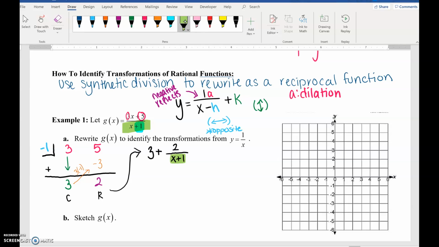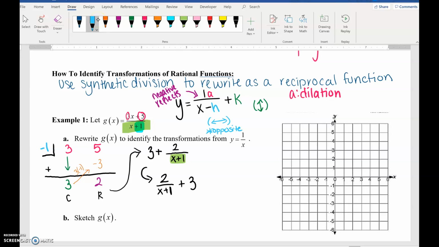Well, this looks very similar to what we talked about in 4.1, or to this equation up here above. The only difference is the constant is on the left side, so we can rewrite it so that it's the same. So I'm just going to rewrite it again. I'm going to put the fraction in the front, so 2 over x plus 1, and then add the 3 on this side. So now I can see my transformations.